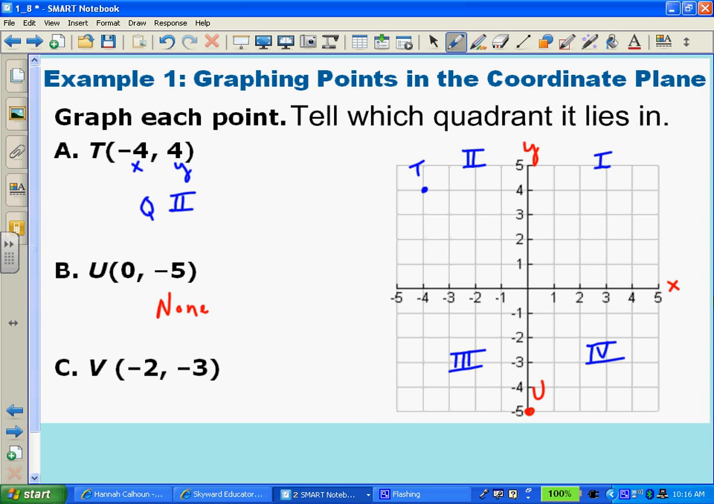In our last example here, we have point V at (-2, -3). So -2 on the x, -3 on the y. Here's point V. And as you can see from our labeling, that is in quadrant 3.